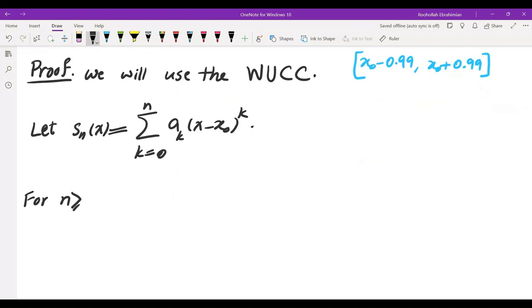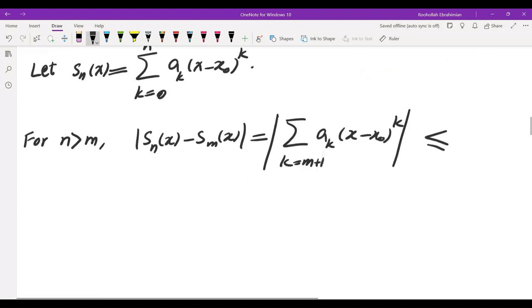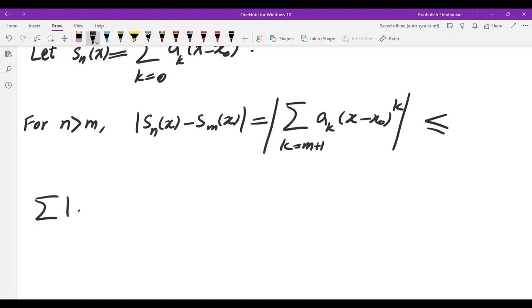For n greater than or equal to m, if you take the difference between Sn of x and Sm of x, let's say n is greater than m, you are going to get the sum k equals m plus 1 to n of ak (x minus x naught) to the power of k. Now, this is less than or equal to the sum of the absolute value of ak (x minus x naught) to the power of k, k equals m plus 1 to n.